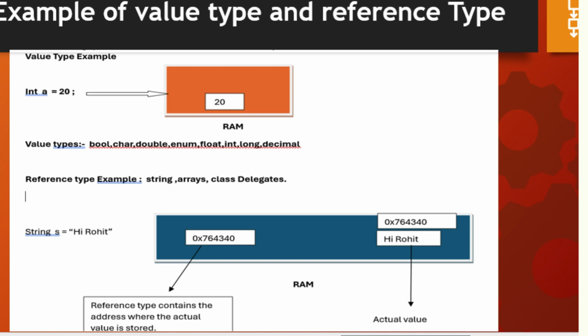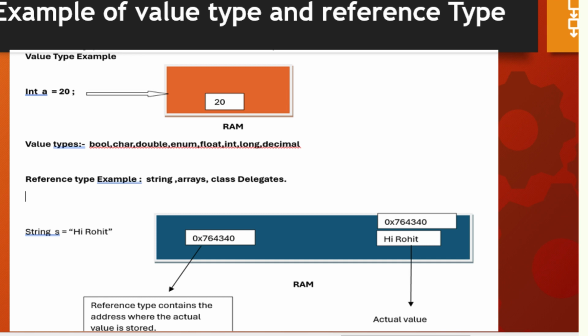As we can see in the example, for the value type, we have an integer which contains the value 20. It is indicating the actual location of the value, where the value is stored in RAM. Now if we look at the other side, in the reference type example, we can see the actual value is stored at a different location, and the address of the actual value is indicated by the reference type. So reference type contains the address where the actual value is stored. This is the basic difference between value type and reference type.